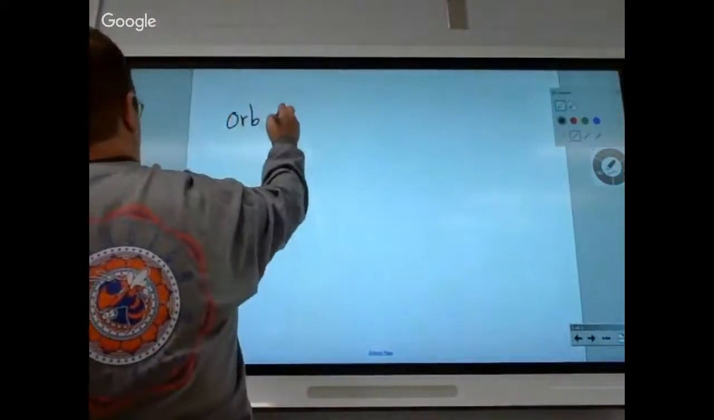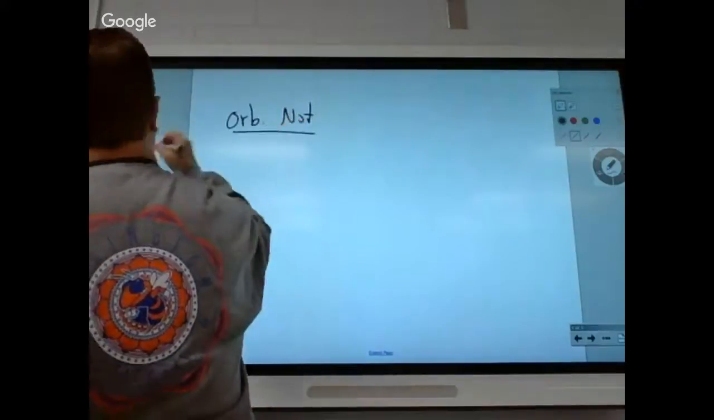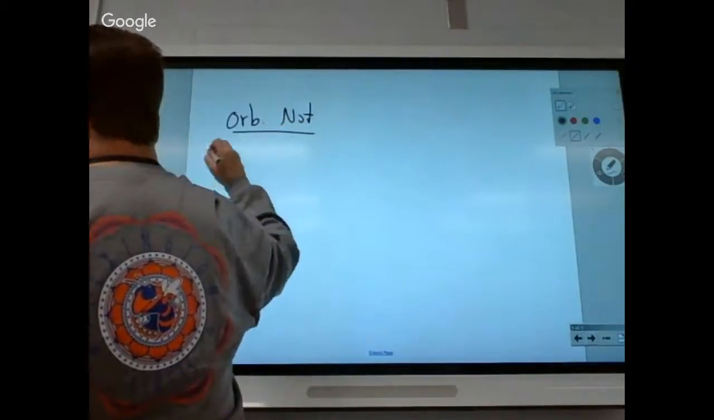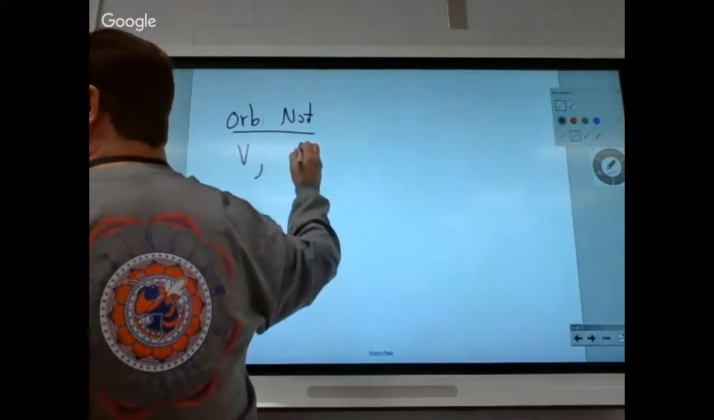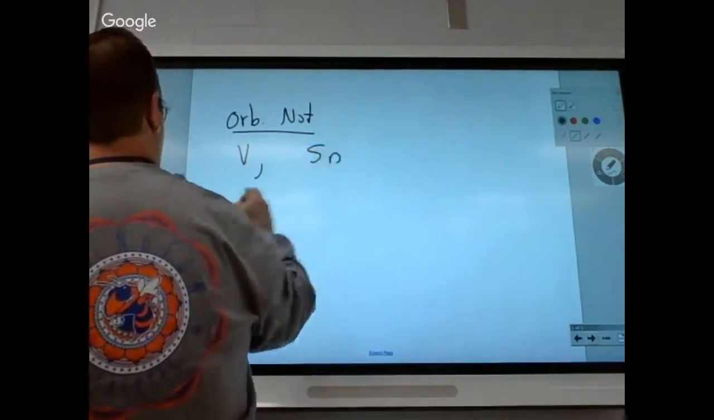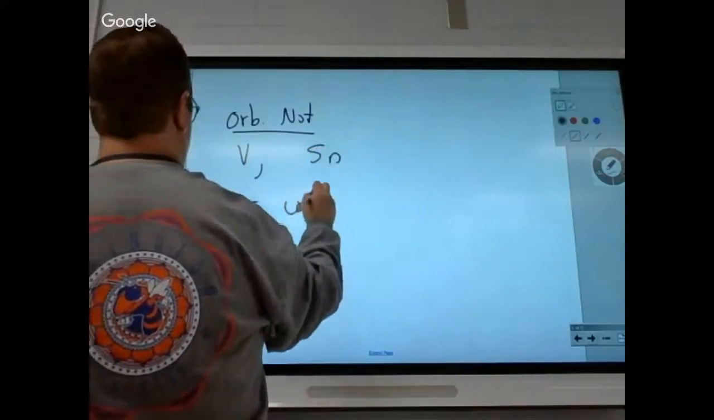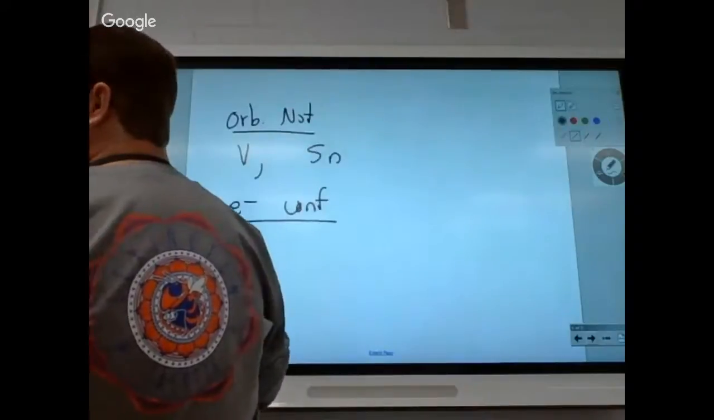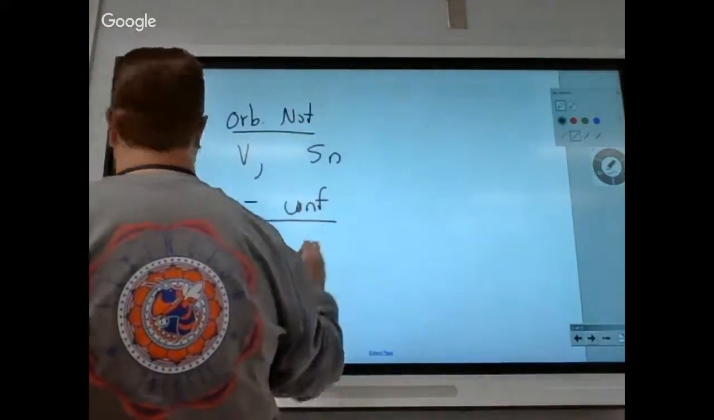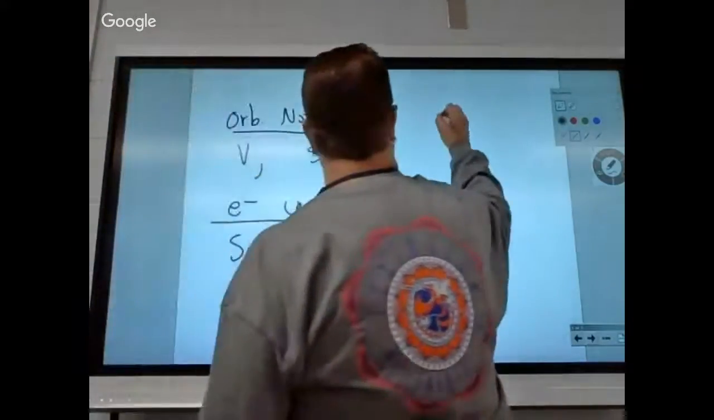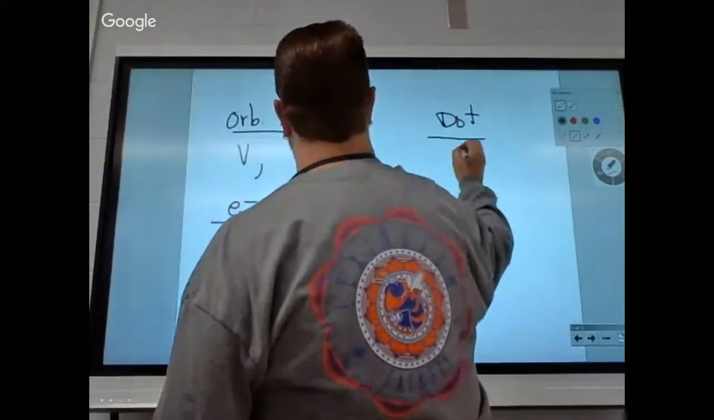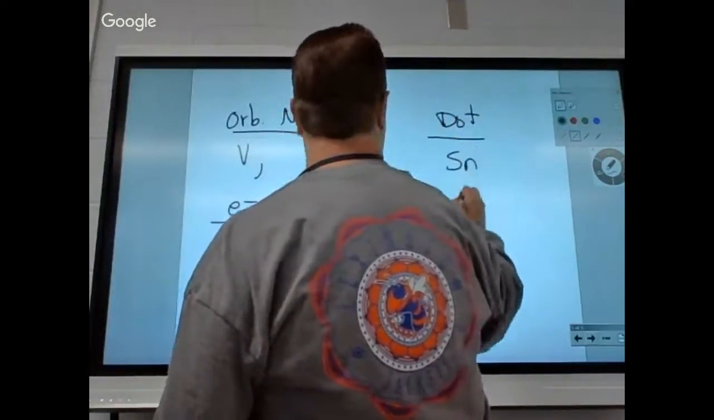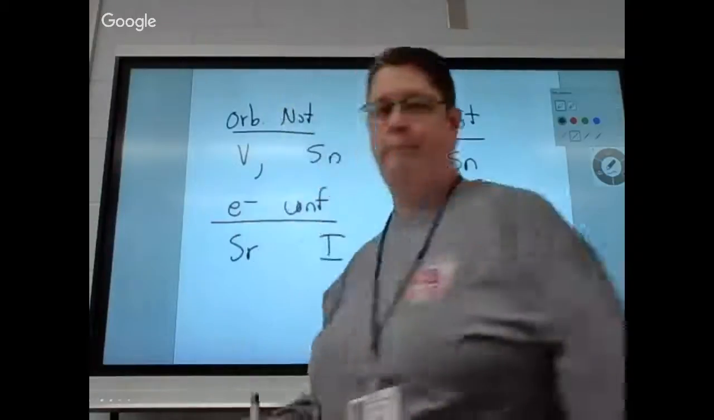Sure. All right. So for orbital notation, let's do vanadium and let's do tin. For electron configurations, let's do strontium and iodine. For dot diagrams, let's do tin and iodine. Okay.